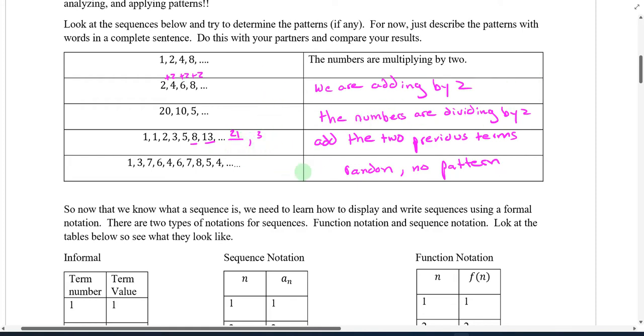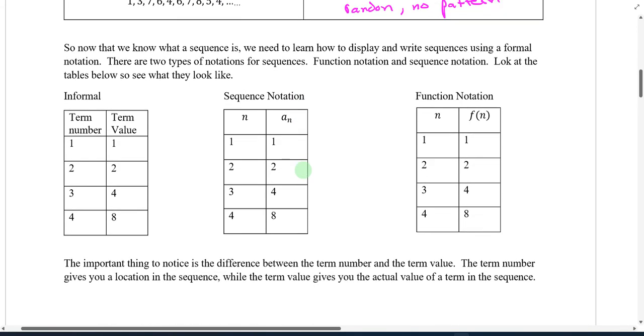We're going to talk about notation now. There's a couple different notations that we use to describe sequences. There's what we call the sequence notation and the function notation, but they essentially do the same thing. Informally, what we have is something called a term number, like first term, second term, third term, fourth term. So it's describing a position somewhere in the sequence. The first term is 1, the second term is 2, the third term is 4, the fourth term is 8, and so forth and so on.